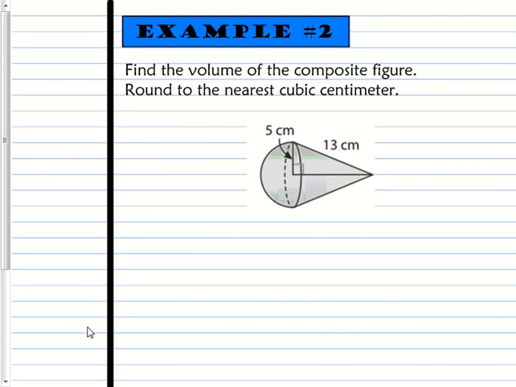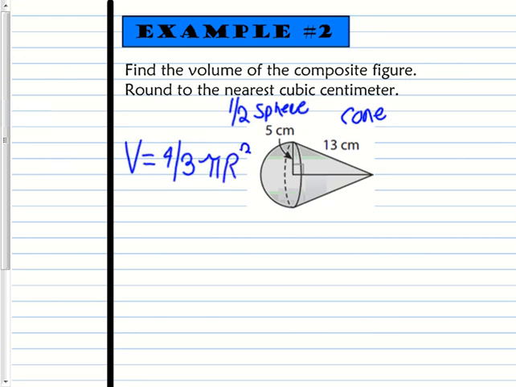Example number 2. Find the volume of the composite figure, rounded to the nearest cubic centimeter. So I can see here that I have a cone and I have half of a sphere. So I'm going to just work on the left-hand side first. Write the formula for sphere down. Volume equals 4/3 pi radius cubed. Well, I'm going to end up needing half of that.